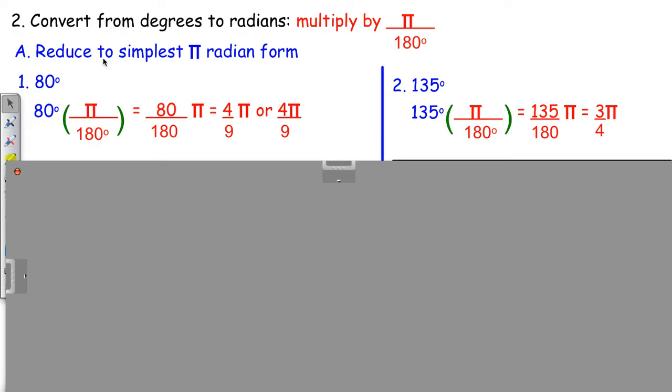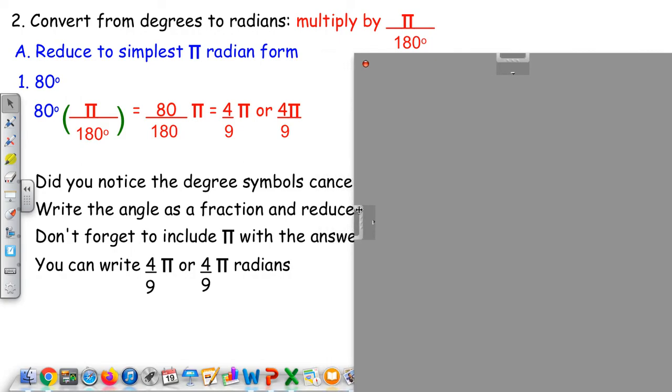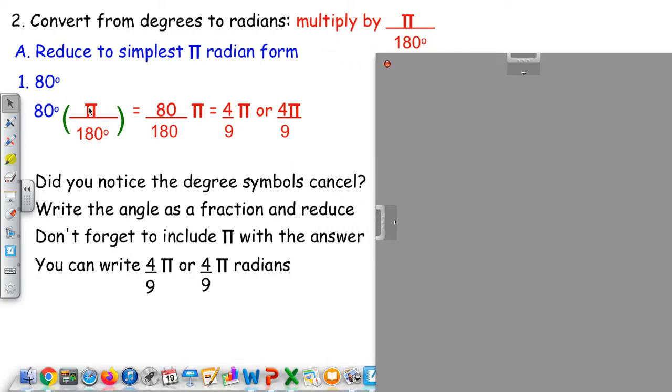Okay, so here I've got 80 degrees. I'm multiplying by pi times 180. Actually, you know what? Let me do that. Makes more sense to do it this way. So I've got the first, now hopefully you notice that the degree symbols cancel. So this guy cancels with this guy. So I've got 80 over 180 pi, right? This forms a fraction.